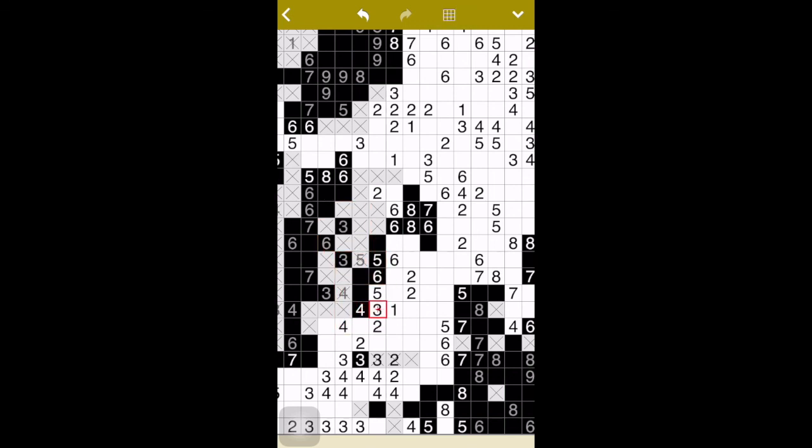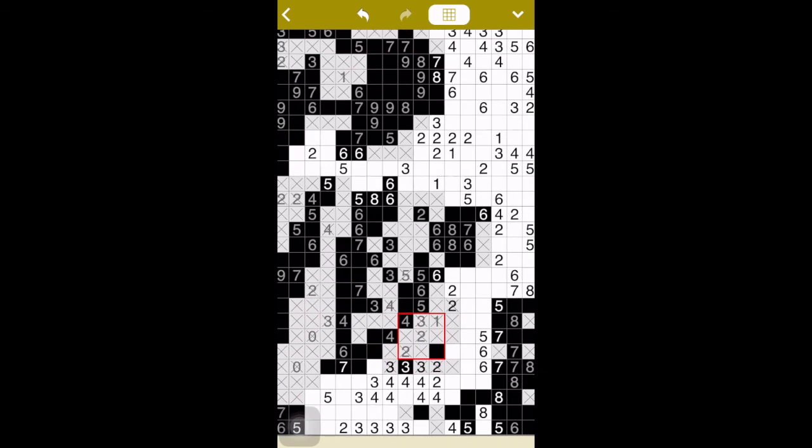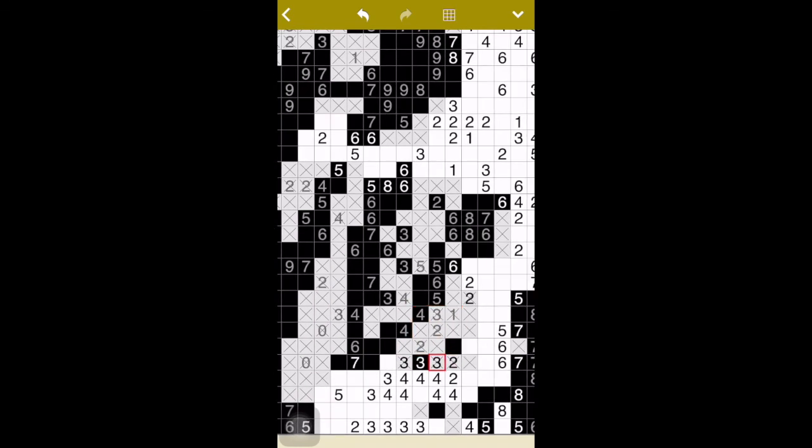Difference of 1, 4 and 3. 6 and 5. Okay, let's do it here. Same numbers, 3 and 3. Same numbers, 4 and 4.